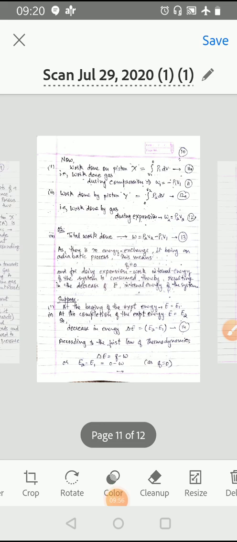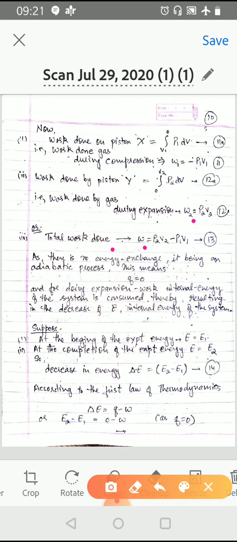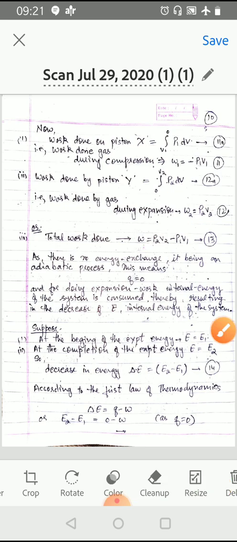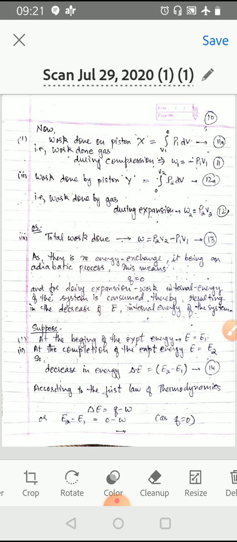So now we see that the work on piston X is equal to the integral from V1 to 0 of P1 dV. That is, work done on the gas during compression is W1 equals minus P1 V1. And the work done by piston Y is equal to the integral from 0 to V2 of P2 dV. So the work done by the gas during expansion is W2 equals P2 V2. Or we can say that the total work done is W equals P2 V2 minus P1 V1. As there is no energy exchange, it being an adiabatic process, this means that Q is equal to 0. And for doing expansion work, the internal energy of the system is consumed, thereby resulting in the decrease of E, that is, the internal energy of the system.